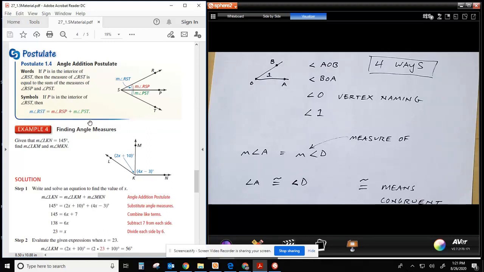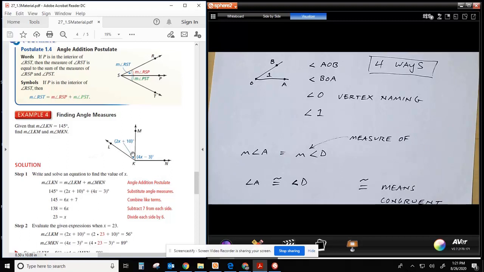This postulate tells me that if I add the two pieces together, I will get the sum of the whole. So I can add two angles together that are interior to the angle, and sum to get the measure of the entire angle. Example 4 will have you work through that, and now instead of an angle, they've given me an algebra expression.